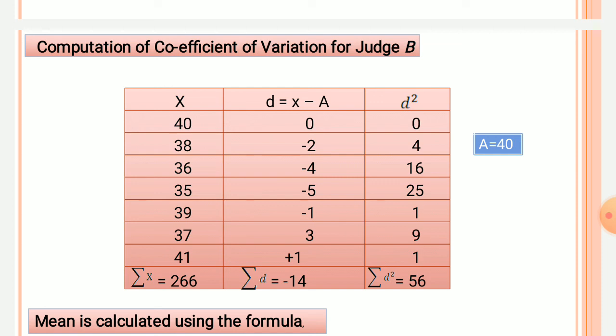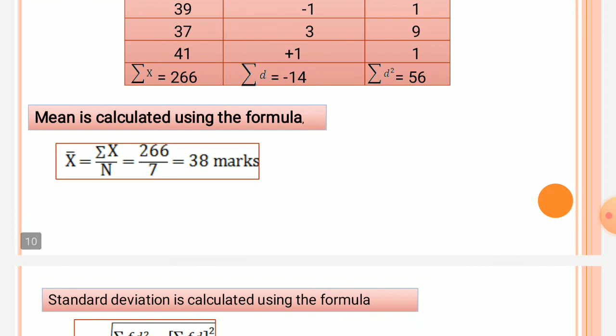Now d square: 0, 4, 16, 25, 1, 9, 1. Therefore, the sum of d square is equal to 56, sigma d is equal to minus 14, sigma x is equal to 266, and n is equal to 7. Now arithmetic mean can be calculated using the formula x bar is equal to sigma x by n. Sigma x 266 by 7 is equal to 38 marks.